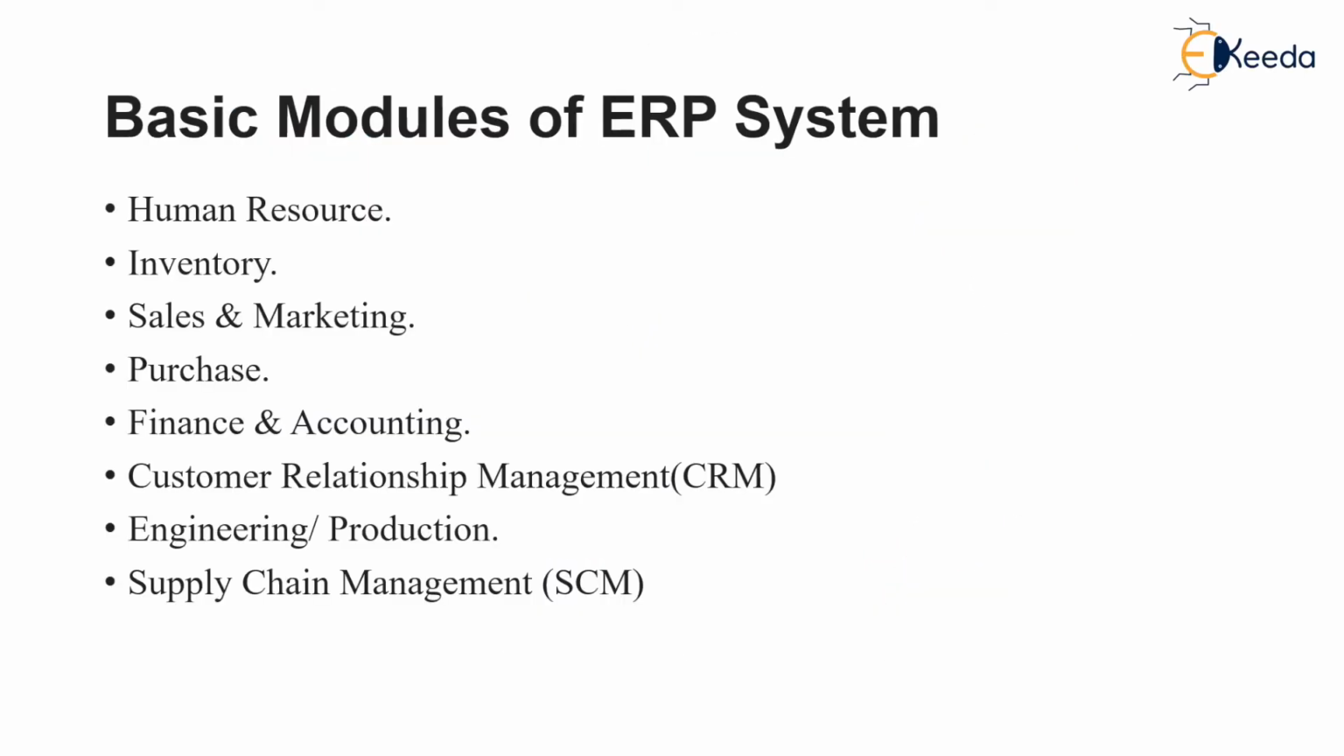Basic modules of ERP system are the human resource, inventory, sales and marketing, purchase, finance and accounting, customer relationship management, engineering or production, and the supply chain management. When collaboration of all these parts or all these subsystems are properly done, then there will be a successful implementation of ERP system.